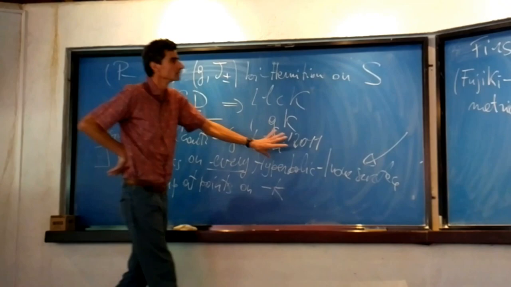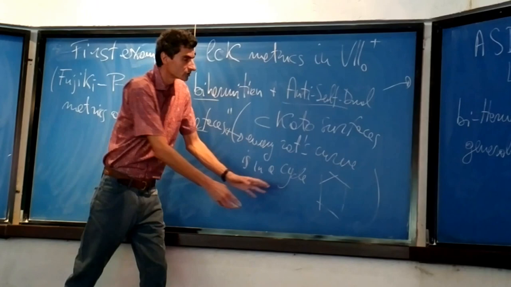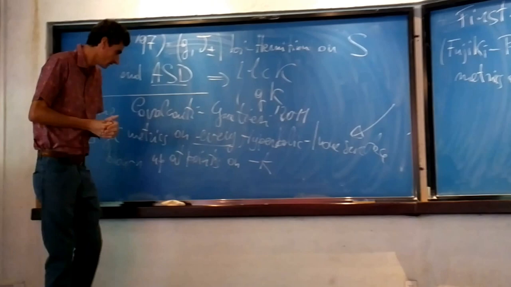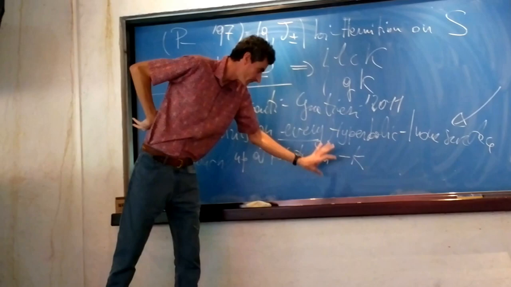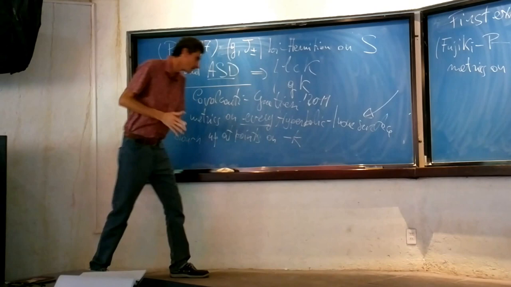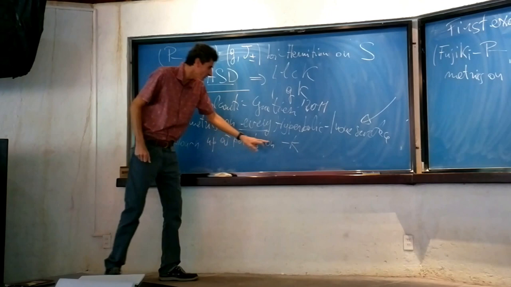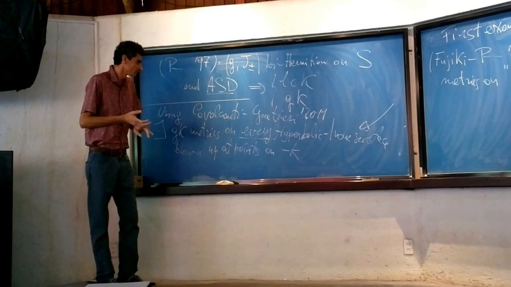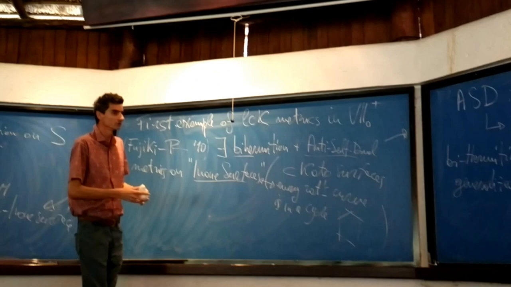So hyperbolic Inoue is a special class, exactly the class in which you don't have just one cycle but two cycles, which is the maximal possible case. And this condition is important because the generalized Kähler condition imposes some special structure, and you need to have a section of the anti-canonical bundle in this case. So this is a necessary condition, in fact.